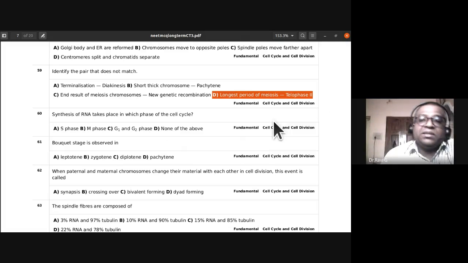There are 5 stages. You can remember it by this mnemonic LZP D square: Leptotene, zygotene, pachytene, diplotene, and diakinesis. Okay, so terminalization process takes place in diakinesis.